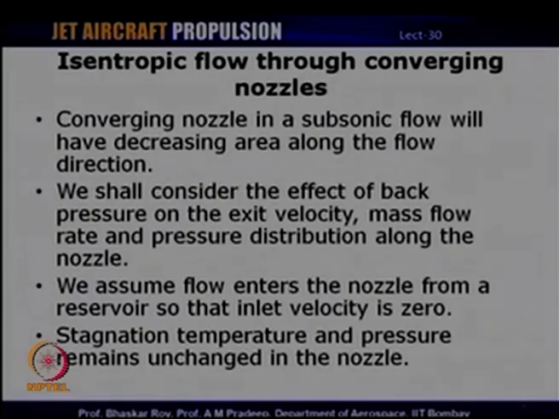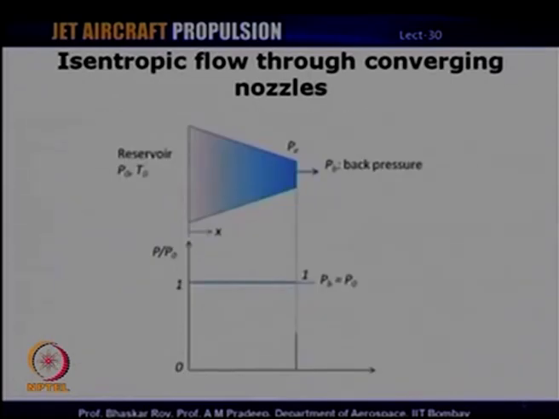And we will also assume that the flow is entering the nozzle from a reservoir in such a way that its stagnation pressure is there, therefore, inlet velocity will be 0, and stagnation pressure and temperature will not change in the nozzle. That is, stagnation temperature cannot change because it is adiabatic, there is no heat transfer across the nozzle walls, and the stagnation pressure we will assume does not change because we will assume that there are no pressure losses. Let us take a look at what happens.